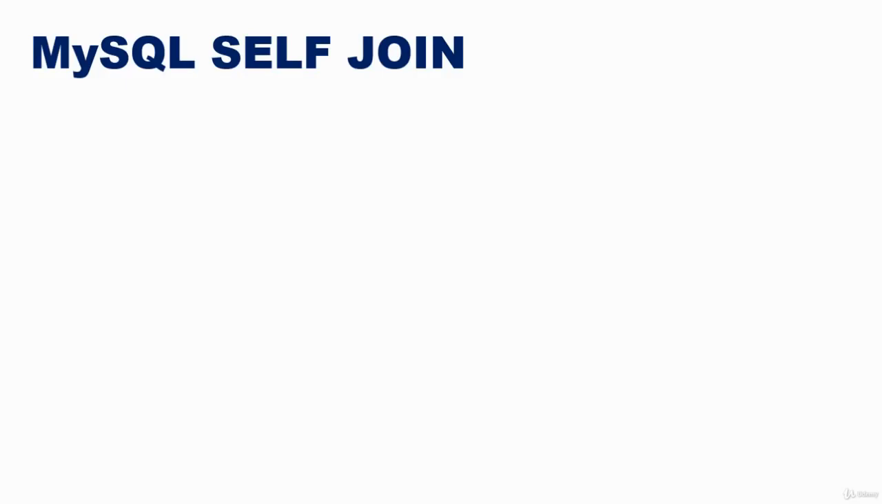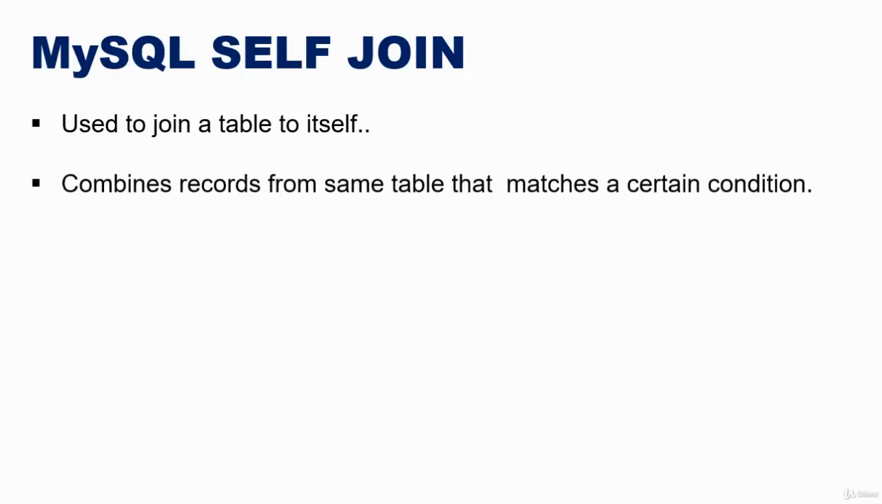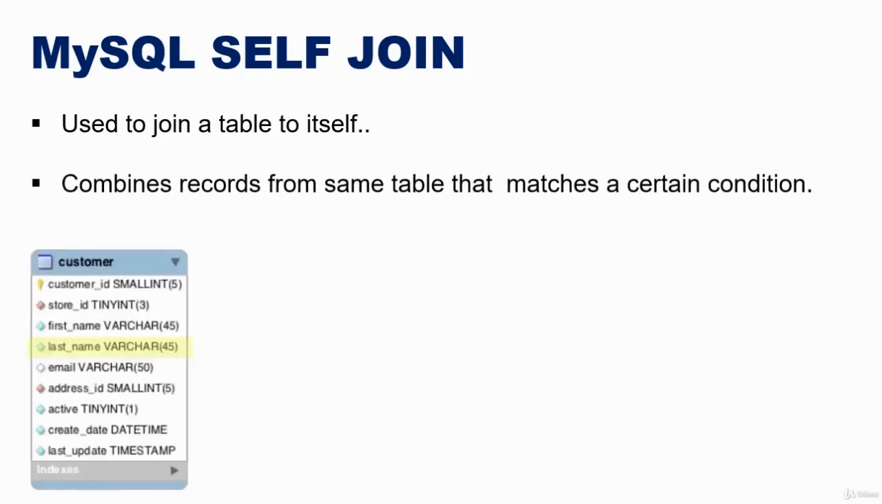The self-join is used to join a table to itself. When you're using a join, you can join the data from the same table to itself. So a self-join basically is useful for when you want to combine the records in a table with other records in the same table that match a certain join condition.